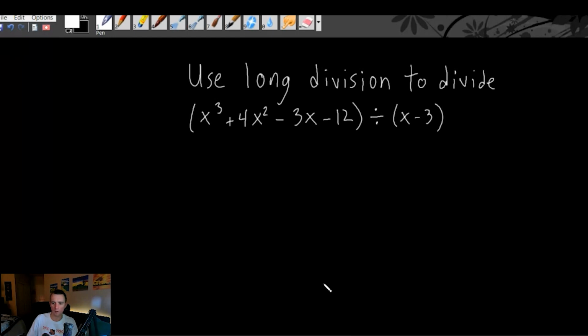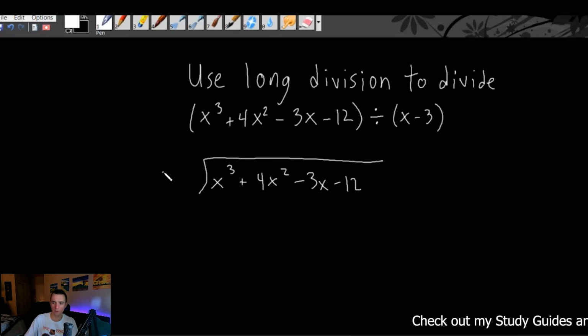Again, we're going to use long division to divide this polynomial by this one. So just start by writing them down. x cubed plus 4x squared minus 3x minus 12 will be inside. And then on the outside, we're going to have x minus 3.